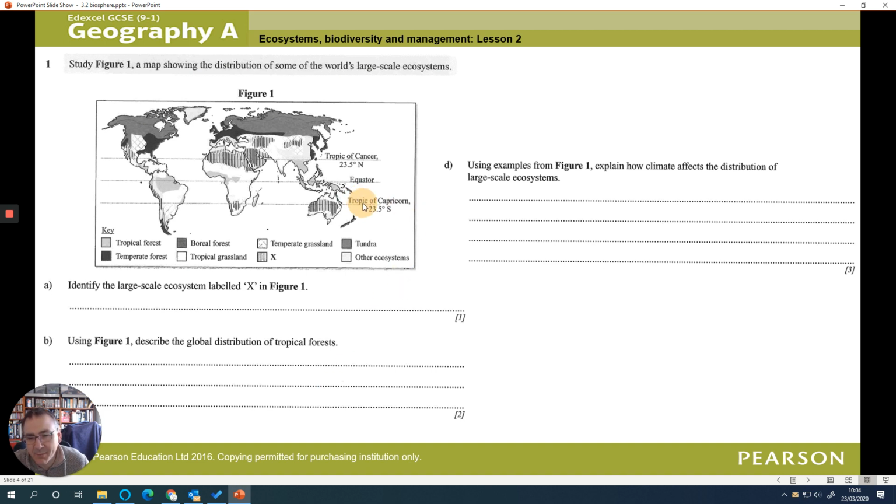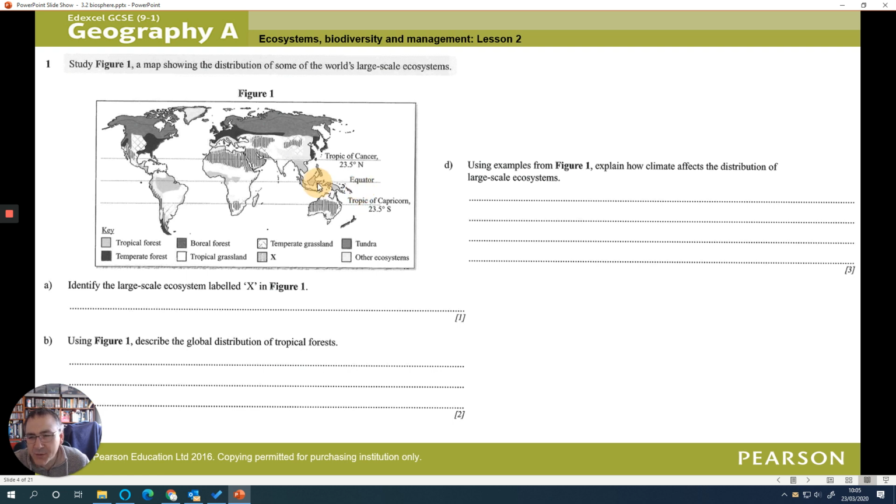First of all, we need to say whether they are north or south of the equator. Are they in the northern hemisphere or the southern hemisphere? By looking at this, we can see that they're actually in both hemispheres. We then need to talk about the tropics. Are these forests found between the tropics, or are they found north and south of the tropics? Again, we can see that they're between the tropics, so we can say these tropical forests are found between the Tropic of Cancer and Capricorn.